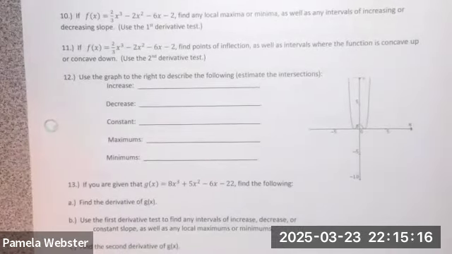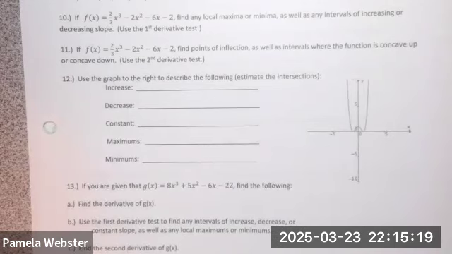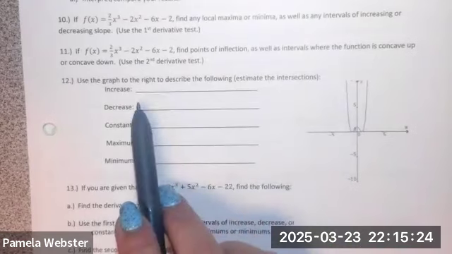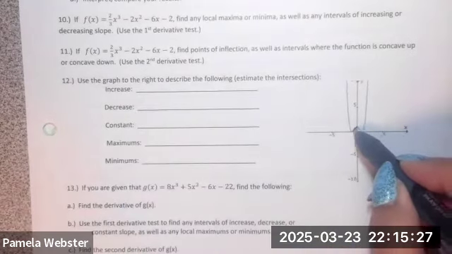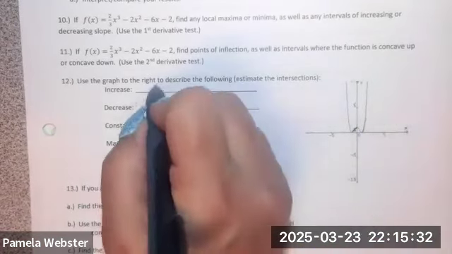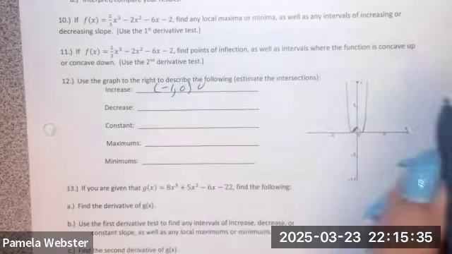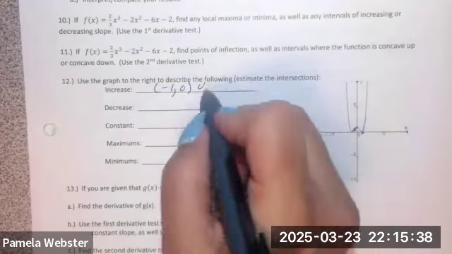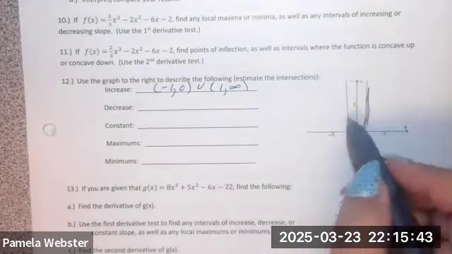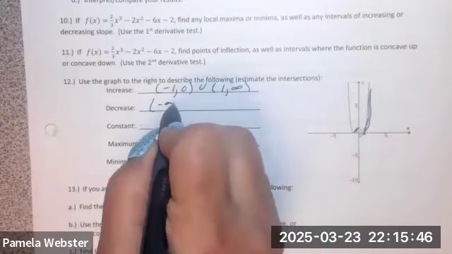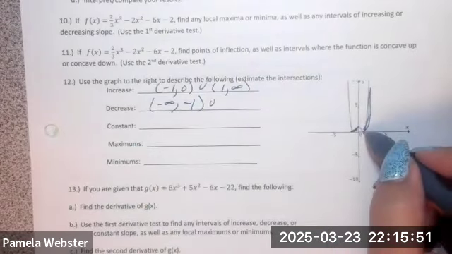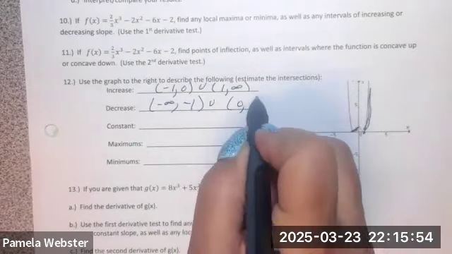Use the graph to the right, describe the following, estimate the intersections. Okay, so I said that because it's not a really pretty graph. It's all right. Increase, well, it's increasing here and it's increasing here. So I think it's increasing from about -1 to 0. And again, starting around 1 to infinity. Those two look like the increasing areas. Decrease looks like from negative infinity to the -1 here. And then again, it looks like it's decreasing here between 0 and 1.